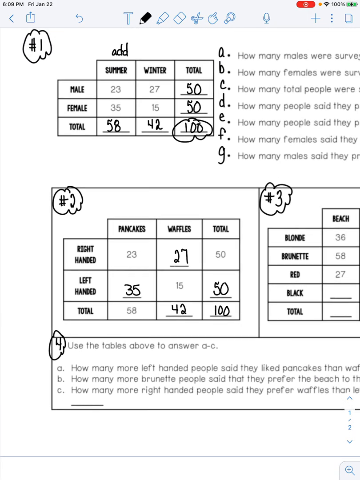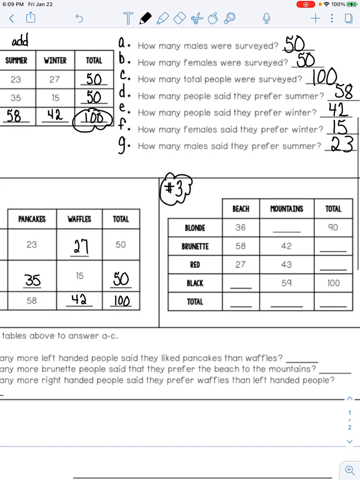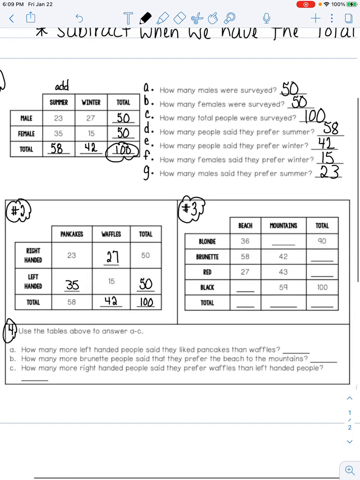So let's try another one. Let's take a look at number 3. Now I'll leave that open in case you need to see that a little bit more. I don't notice anything that I can just, oh yes I do. I see some things I can add up. For example, brunettes, I can add up 58 plus 42 to get my total of 100.